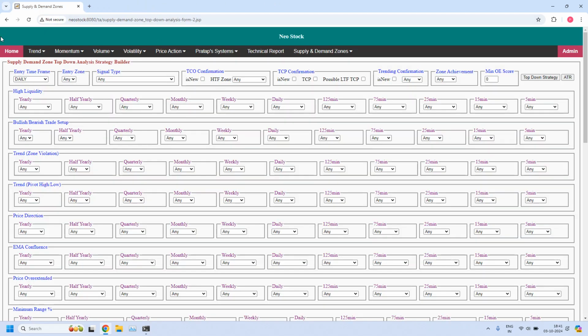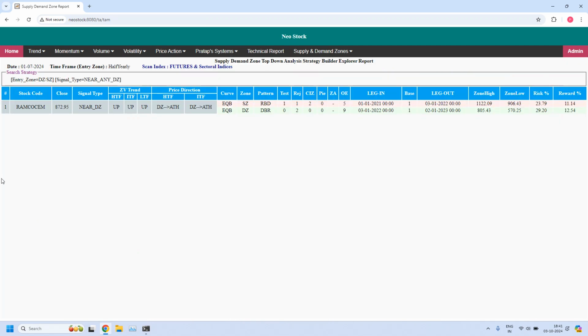Now let's get into the report generation. The first report we are going to generate is finding the stocks near demand and supply zones for different time frames. During this process, we will also identify daily and 75 minutes high liquidity zones. Okay, first let's start with half yearly time frame. For half yearly time frame, let's find the stocks near half yearly demand zone. Only one stock is filtered.